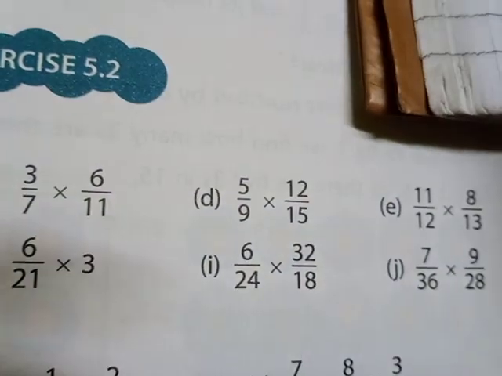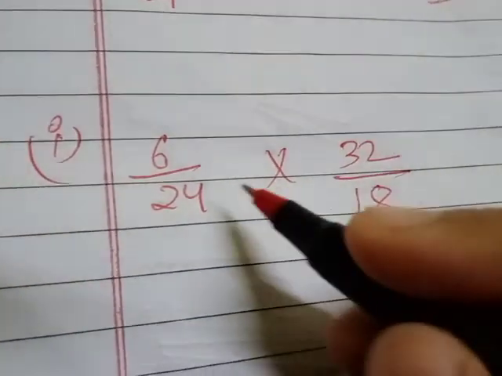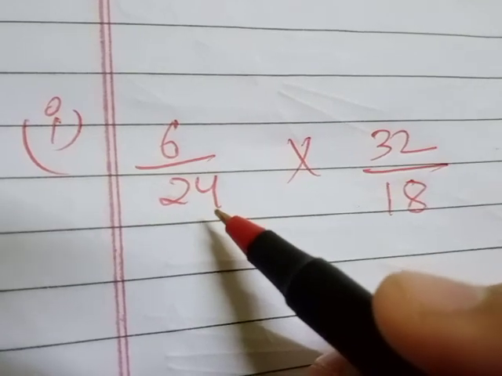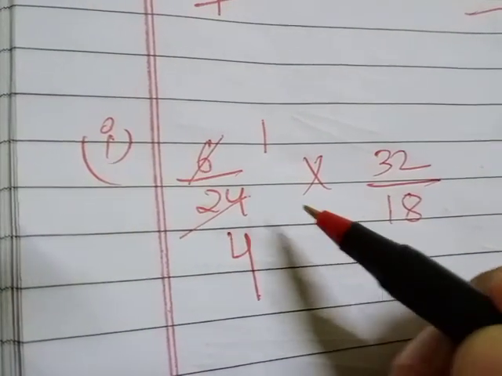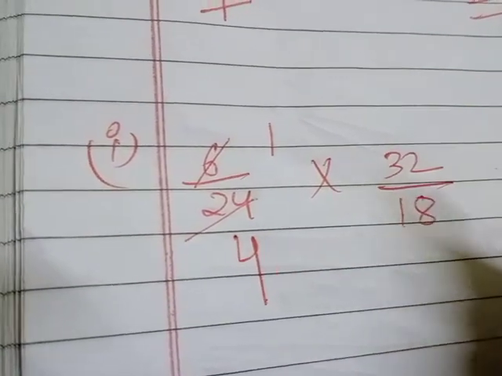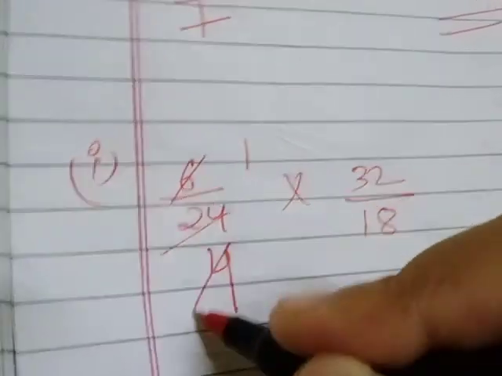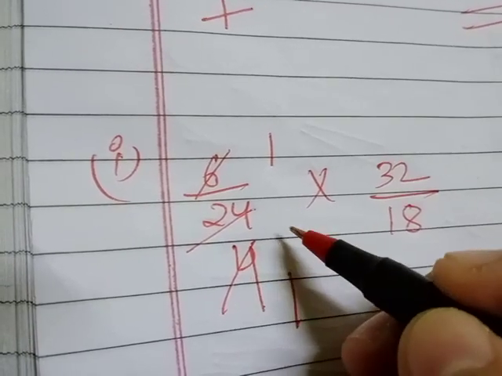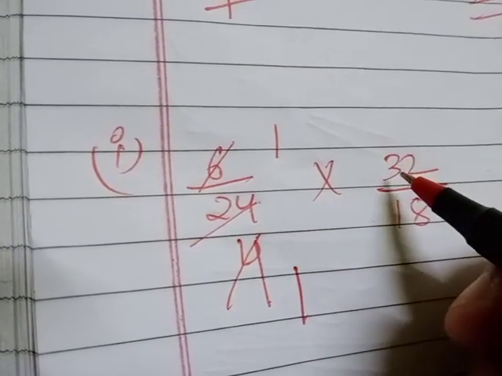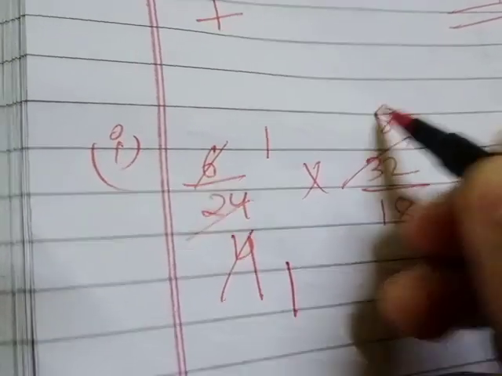I, 6 upon 24 into 32 upon 18. This is your question. So how to solve? 6 and 24 are divisible. So 6 ones are 6, 6 fours are 24. Now we will check 32 and 18. So 4 ones are 4. Don't think that once a number is divided, it cannot be divided again and again. If it is possible with any other number, it is divisible. So 4 ones are 4, 4 eights are 32.